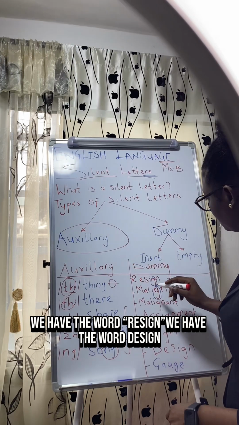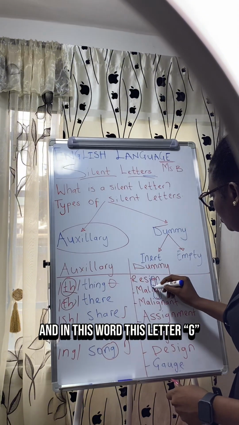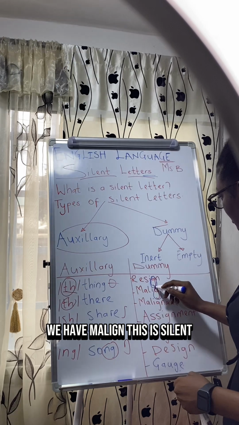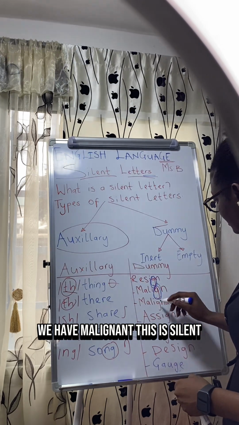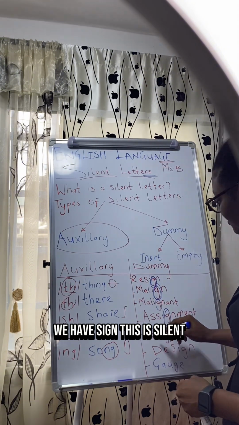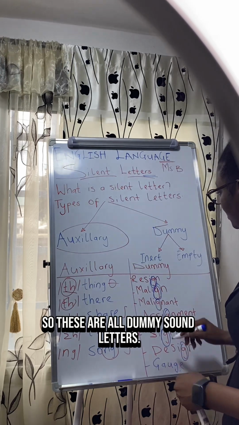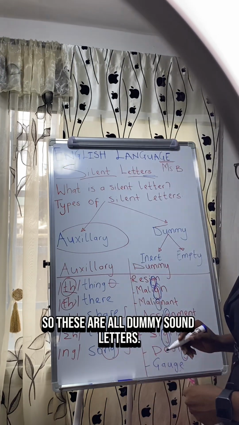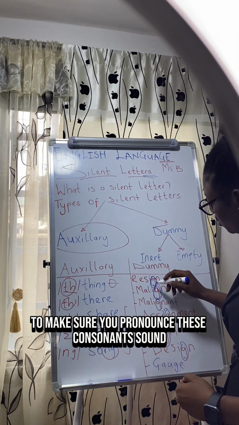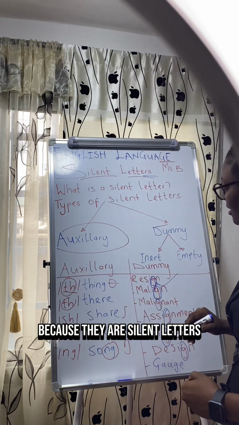For example, we have the word resign, and in this word, the letter G is dummy because we don't get the sound. We have malign, this is silent. We have malignant, this is silent. We have assignment, sign, design, all silent. So these are all dummy sound letters. When communicating with people, you don't have to stress to pronounce this consonant sound because they are silent letters.